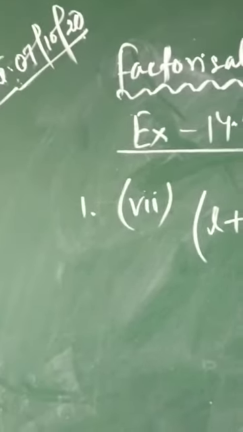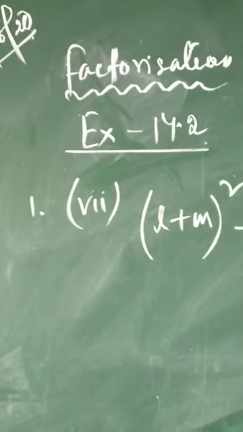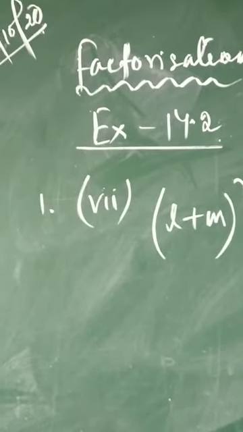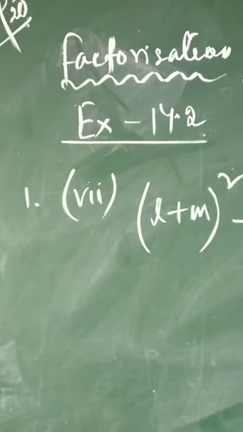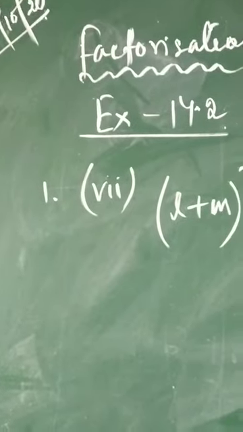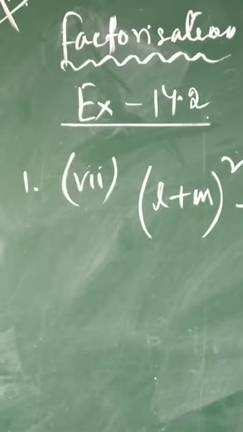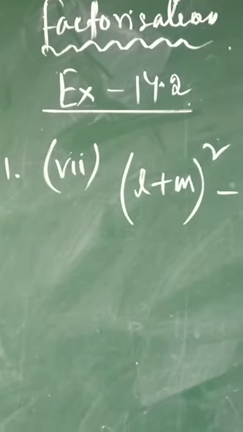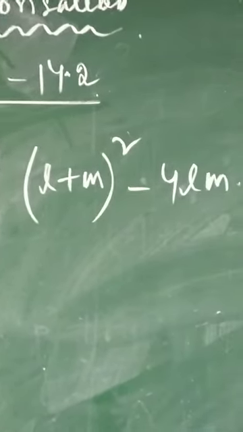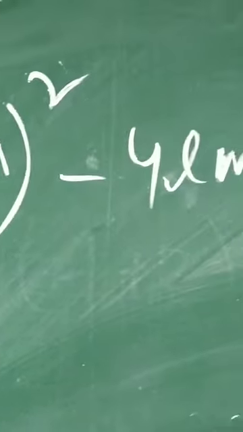Children, we are going to deal with exercise 14.2, as we have discussed a few questions of exercise 14.2. So today we will be talking about some questions of that particular exercise. Question number 7: (l + m) whole square minus 4lm.